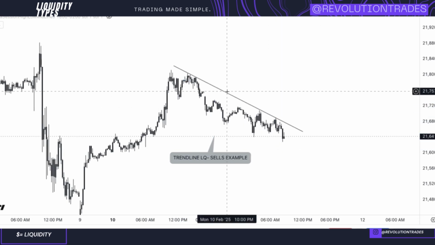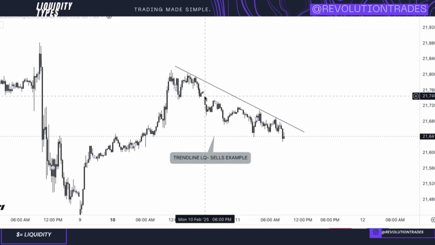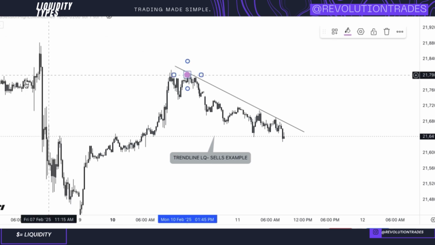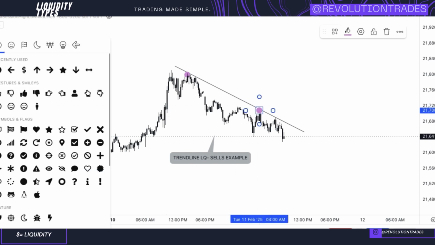Okay, beautiful. I also told you guys you should have at least 2 touches on your trend line. The reason I say 2 touches is because you want it to be actually valid. You don't want a trend line that just doesn't make sense, right? So I see this level here. Okay, I like this touch. I love this touch here. And then I also like this touch here.